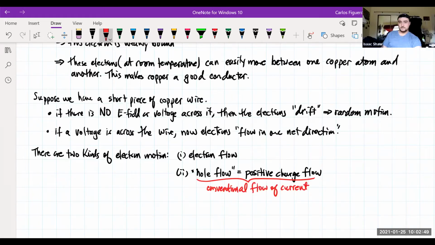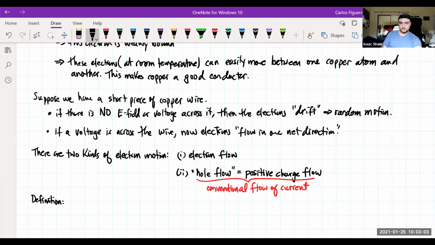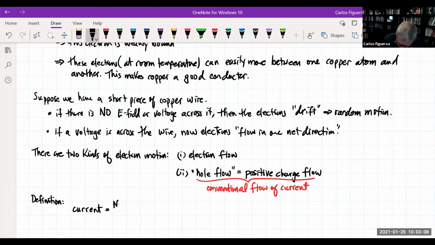And so the true definition of current then, right? If I now write down a definition, what we say here is that current is going to be the number of positive charges per time interval. That's what we mean by current here.